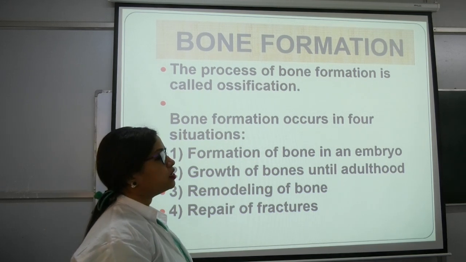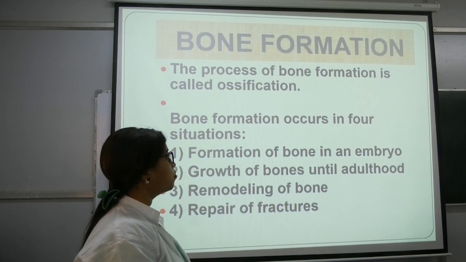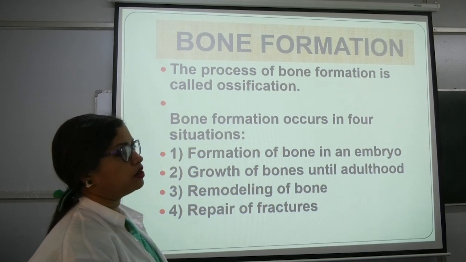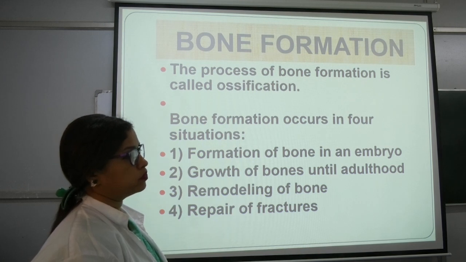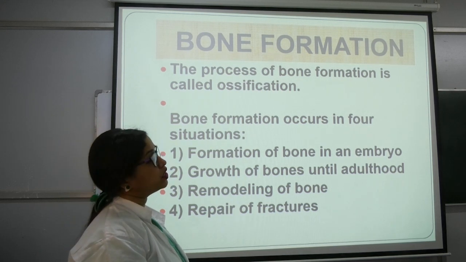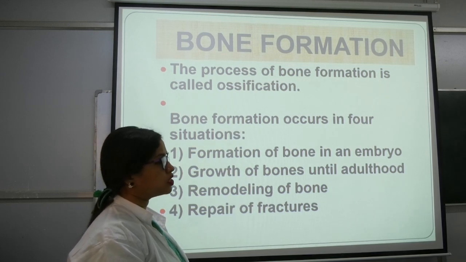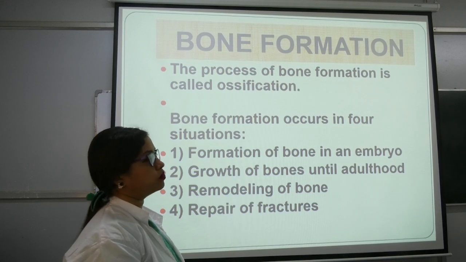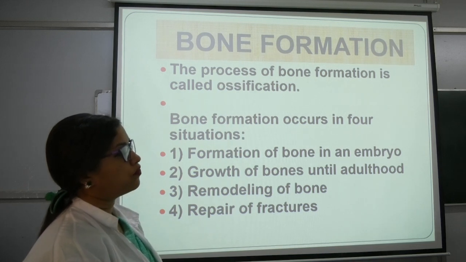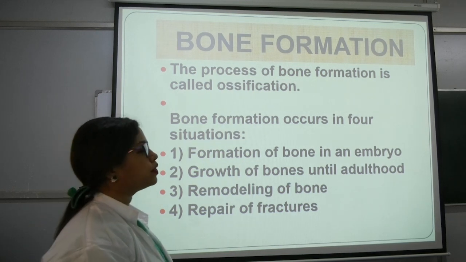Bone formation occurs in 4 situations, when there is a need of bone formation. Number 1, formation of bone in the embryo. Second one is growth of bone until adulthood. Until and unless there is a fusion of the secondary ossification center, there would be growth of long bone. Then third one is remodeling of bone. If any fracture or anything happens, there will be remodeling of bone. And the last one is repair of fracture.